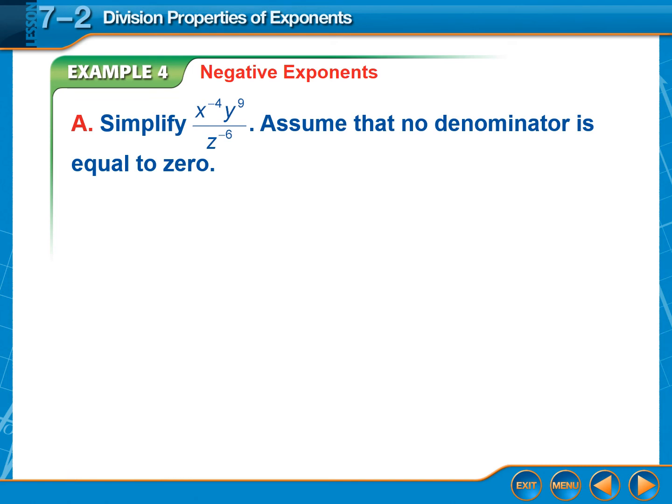So let's work through this problem here to see how this works. Here we've got x to the negative fourth, y to the ninth, and z to the negative sixth. So I have x, y, and z. I don't have any common bases that I can simplify in both the numerator and the denominator. Right? So the easiest way to do this is to actually break each of these terms apart, x, y, and z, and write them as fractions because I know I'm going to have to change these negative exponents into positives, and it's easier if I can see what those fractions are.